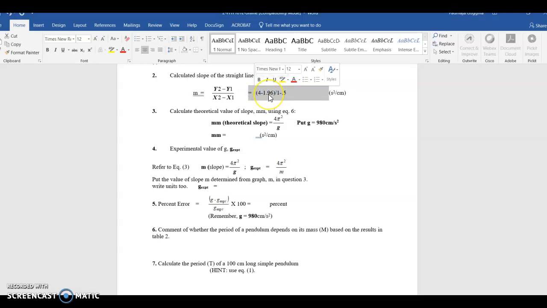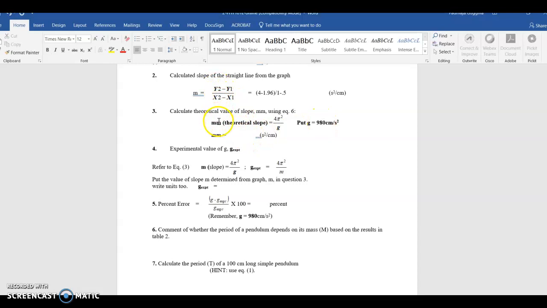Okay, so whatever slope you get right here, that's what you're going to use to compare with the theoretical slope. If we were to calculate with that particular length and that particular mass and so forth, what would be the slope? That's going to be 4 pi squared over g. So this is the way we should get the slope, where the pi value is 3.14. Plug that in and see how much value you get.